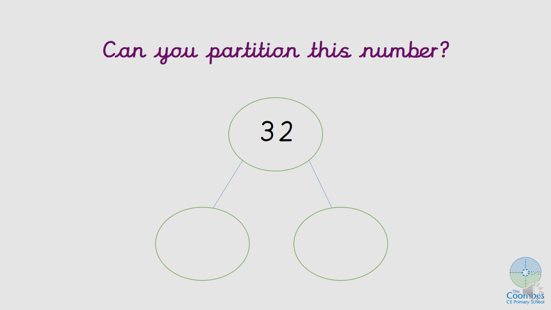What about this number? Do you think you can partition this number into its tens and ones? How many tens do we have? We have 3 tens, which is 30, and 2 ones, which is 2. So 32 partitioned into its tens and ones is 30 and 2. Give this one a go yourself. Pause the video and see if you can partition this number into its tens and ones.